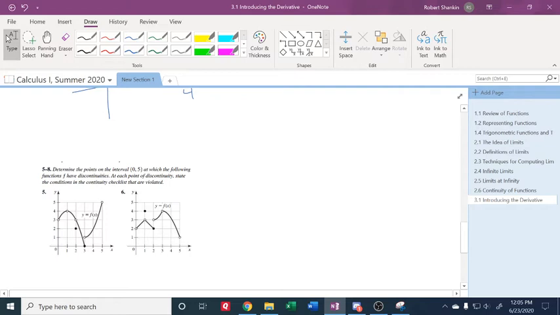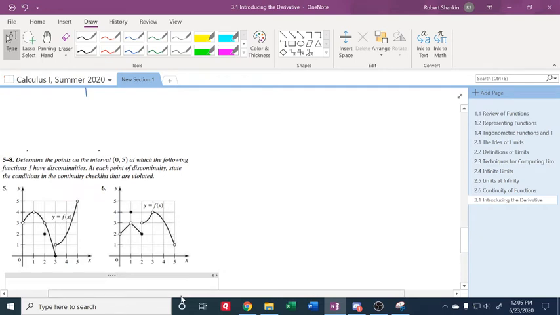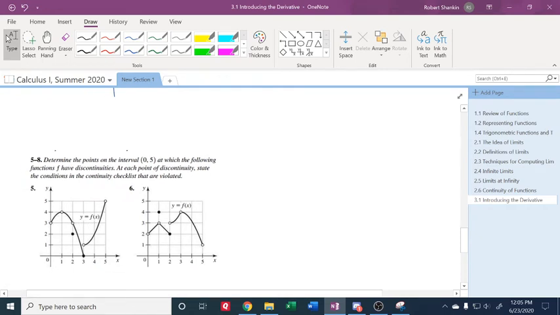Okay, determine the points on the interval 0 to 5 in which the following function f has discontinuities. At each point of discontinuity, state the conditions in the continuity checklist that are violated. All right, so notice it says determine the points in the interval 0 to 5, but it doesn't include the point 0. That's called an open interval. If it included the point 0, it would have a bracket, 0 to 5. And then we'd have to say what happens at 0, whether it's discontinuous or not.